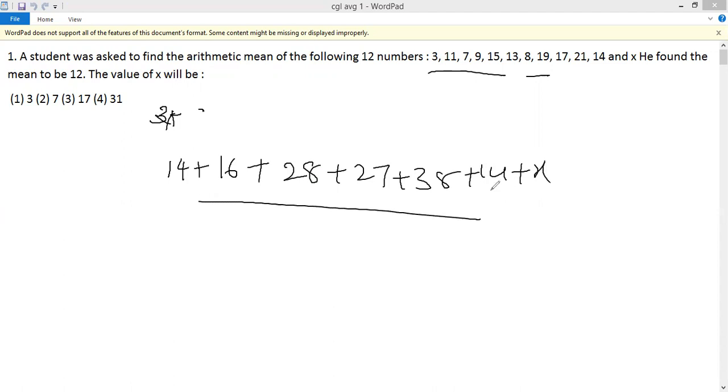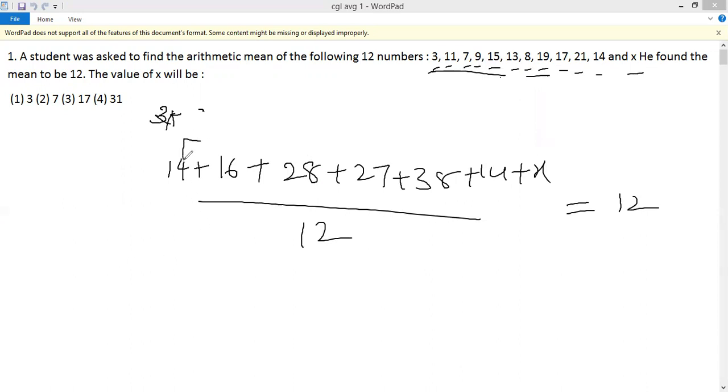I am adding these numbers, this term. How many terms are there here? 1, 2, 3, 4, 5, 6, 7, 8, 9, 10, 11, 12. So average is 12. Mean is what? 12. Right. 12 into 12 once is 144.